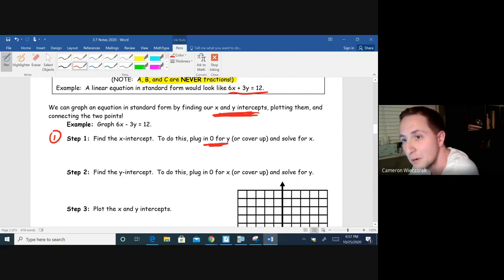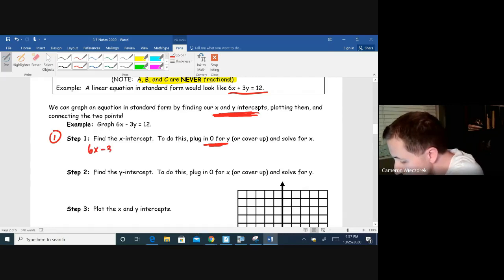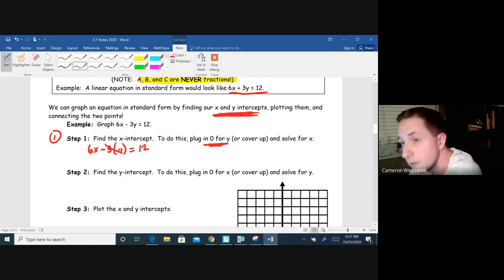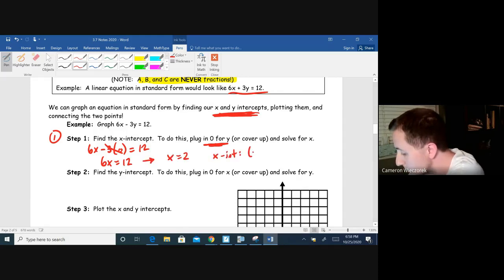Or you could even just cover up the y in the equation if you want. I'm going to show you how to plug it in. So you take your equation, everywhere you see y, put 0 in. And what's going to happen is that part of the equation is going to drop out. 6x equals 12 would mean that x has to equal 2. So my x-intercept would be at 2, 0.